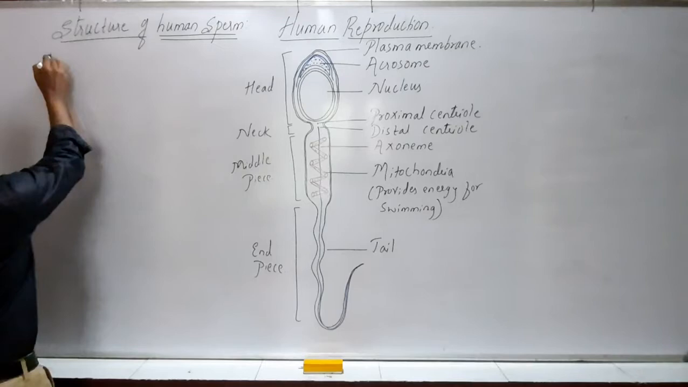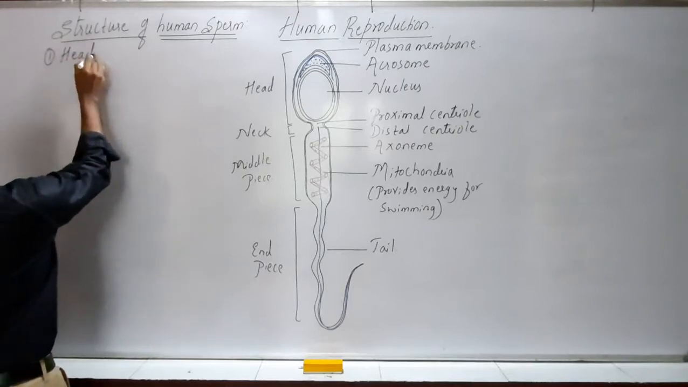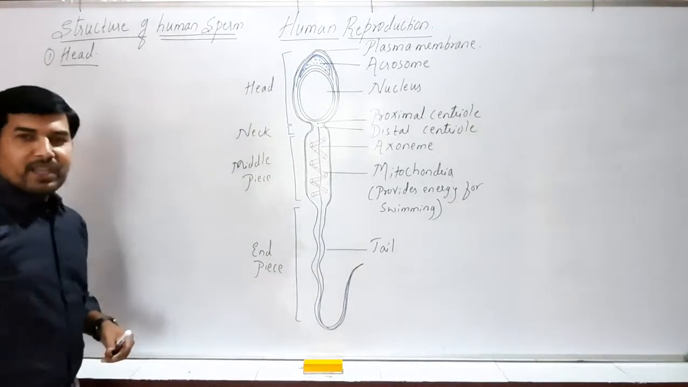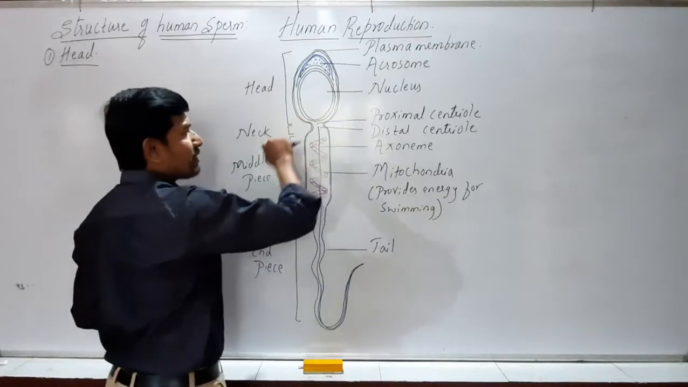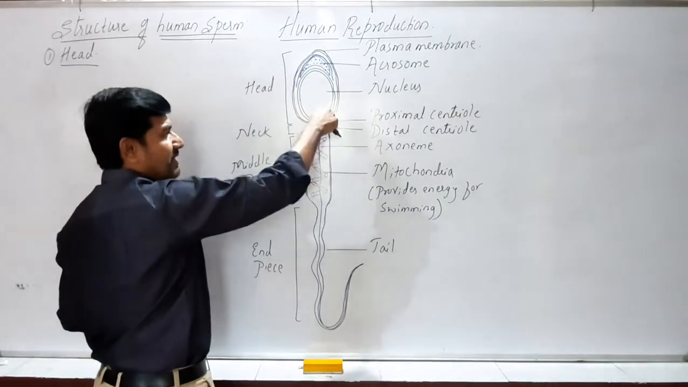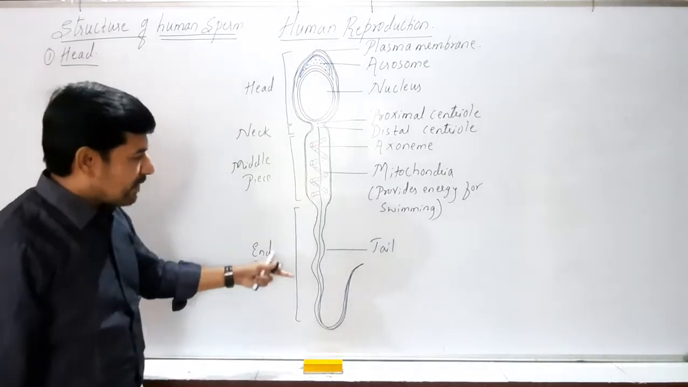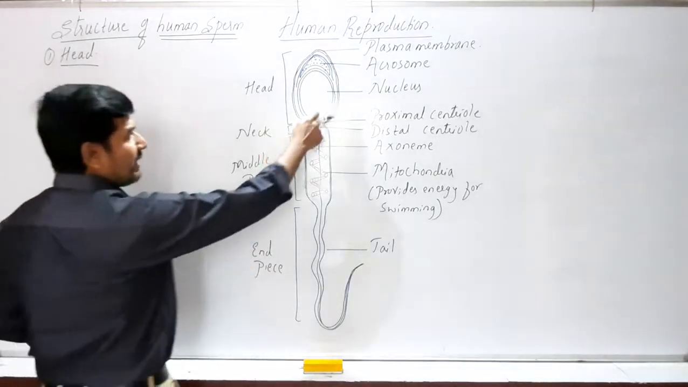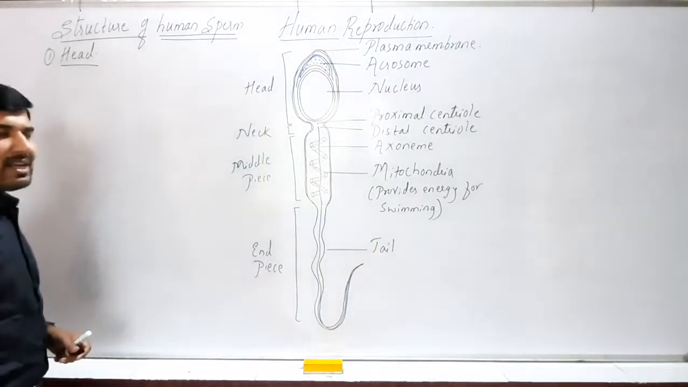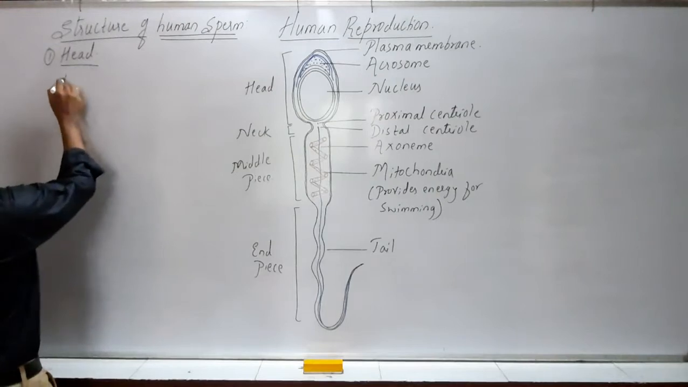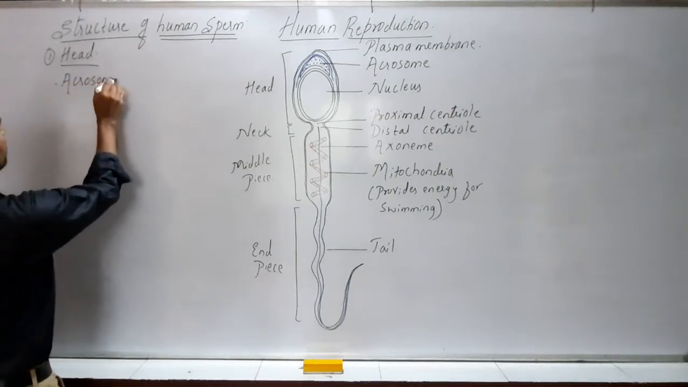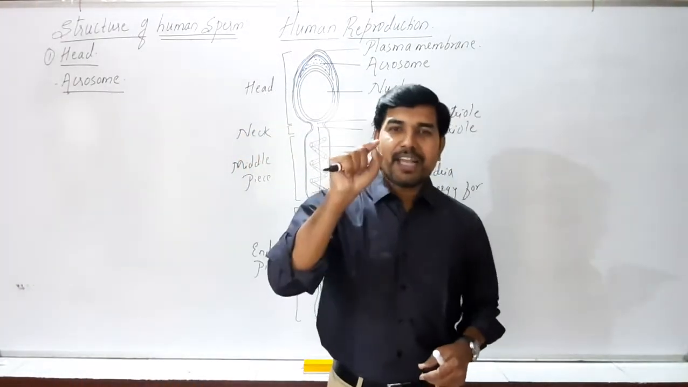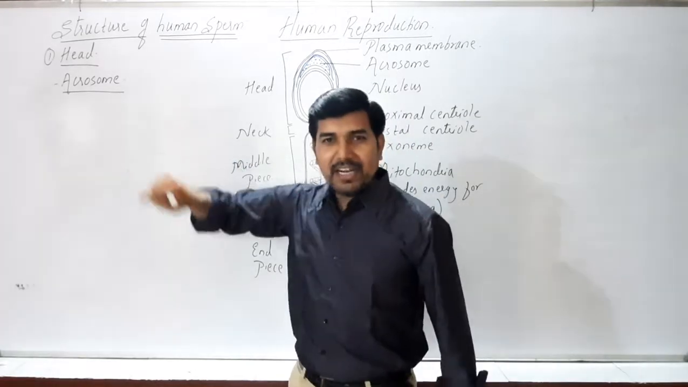Now the first part is the head region. Head is made up of 2 parts. Head is surrounded by a membrane called the plasma membrane. Plasma membrane is present in the head part, in the middle part, and even in the tail part, so it covers the entire length of the sperm. Then let us see the first part, which is called the acrosome. So the head part consists of acrosome. Acrosome is present at the tip of the sperm.